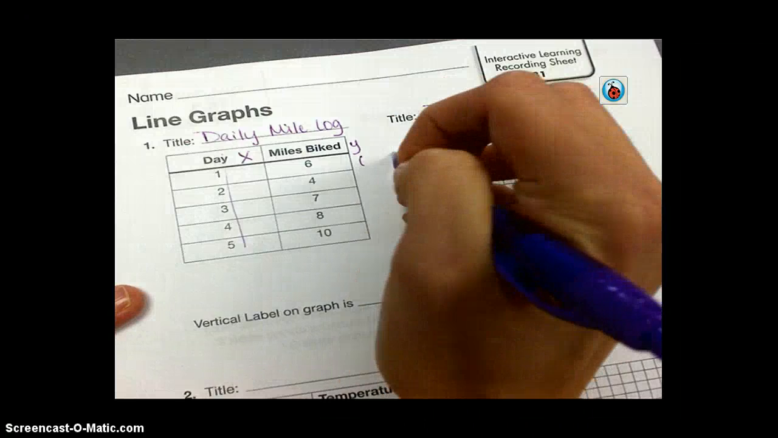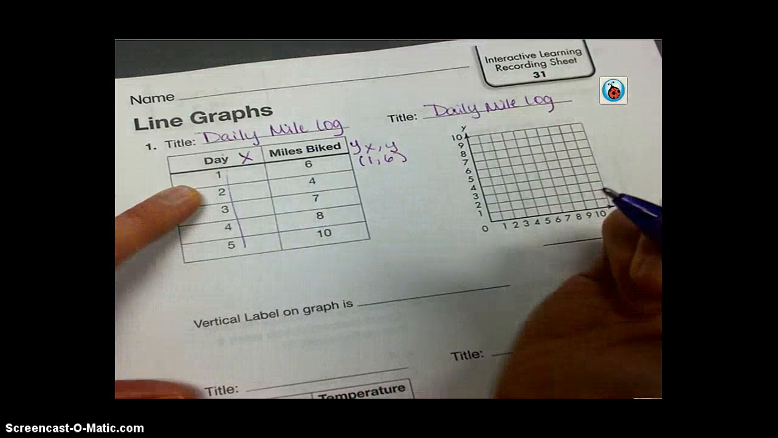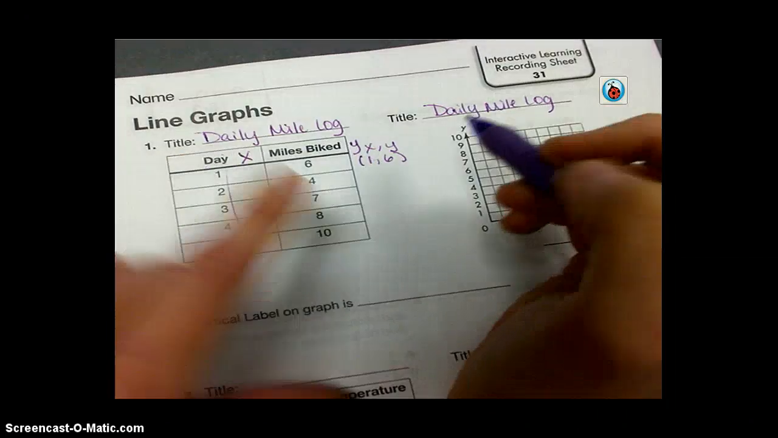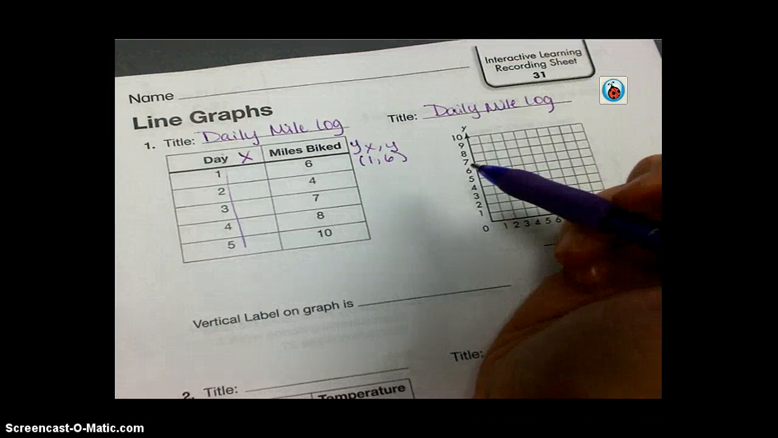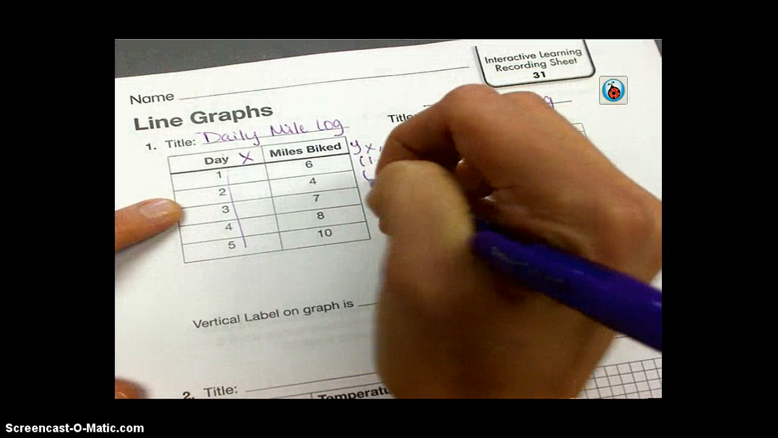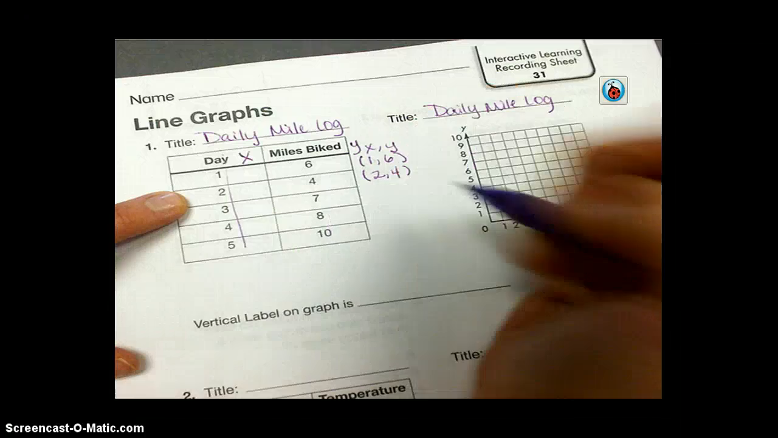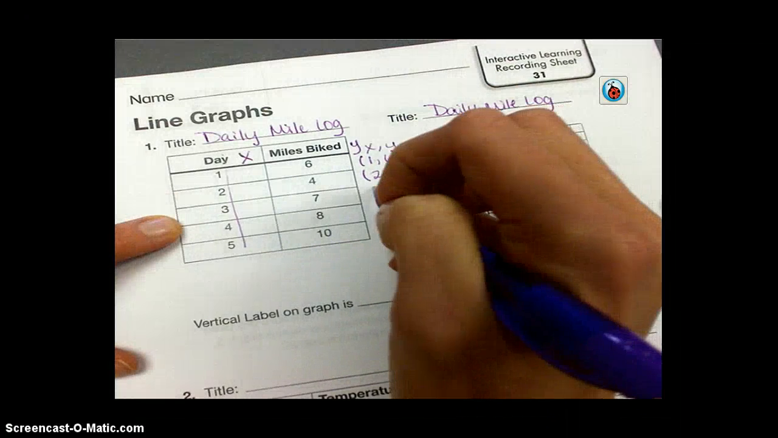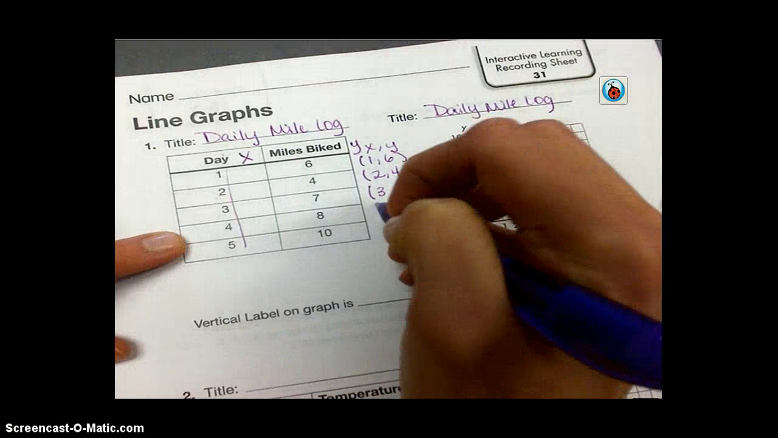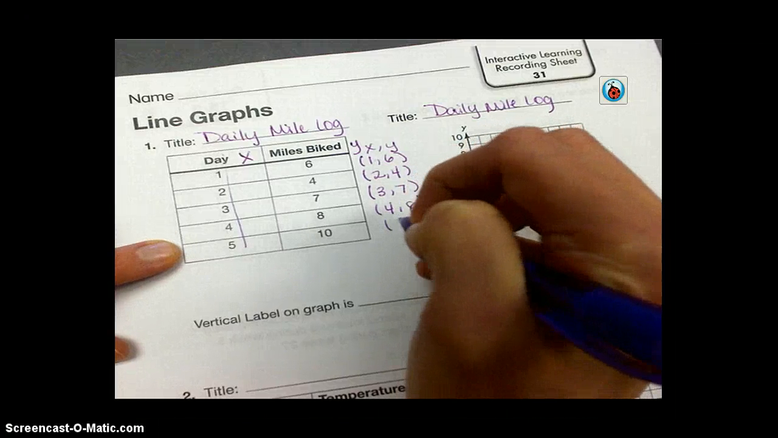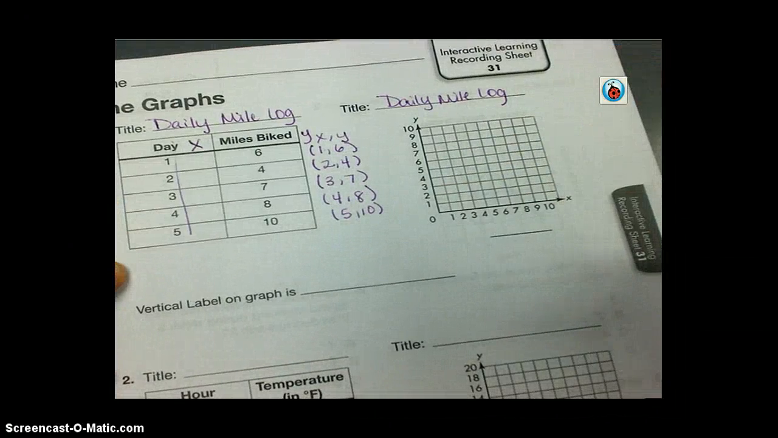That means when we have ordered pairs, X, comma, Y, for our first day, our ordered pair is going to be 1, comma, 6. When you write them, you put them in parentheses. You put a comma between them to separate them so it doesn't look like 16. For our day 2, our second point we have to plot, the coordinates will be 2, comma, 4. Our next point will be 3, comma, 7. Then 4, comma, 8. And 5, comma, 10. These are the points that we're going to have to plot over here on the chart.